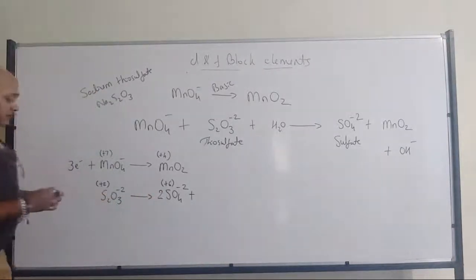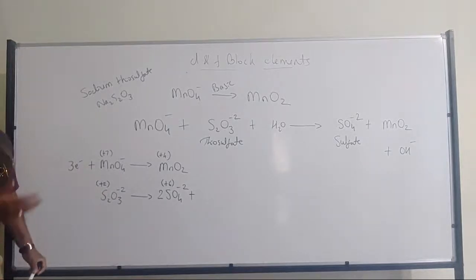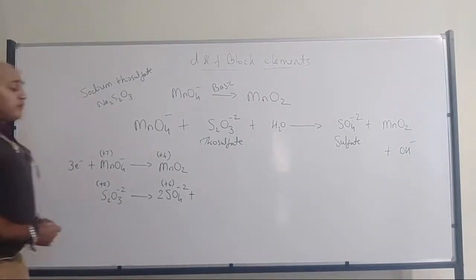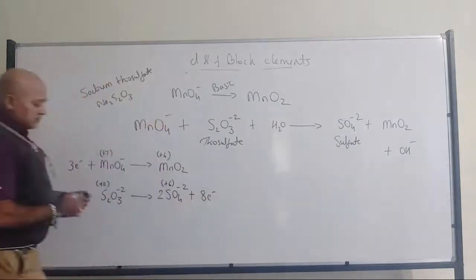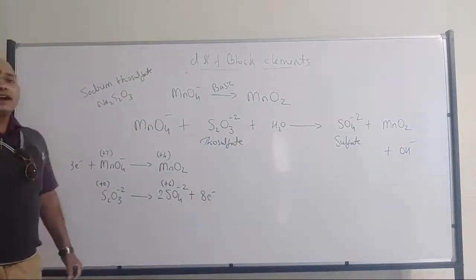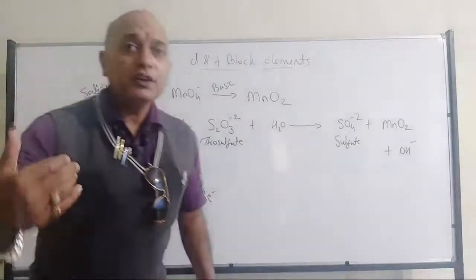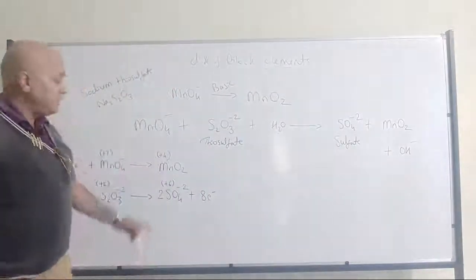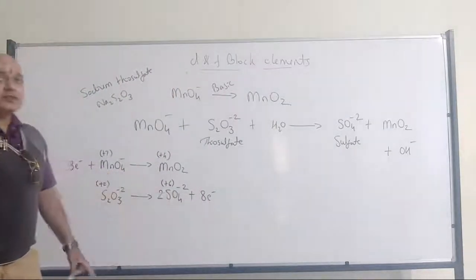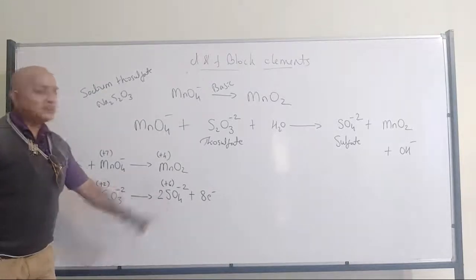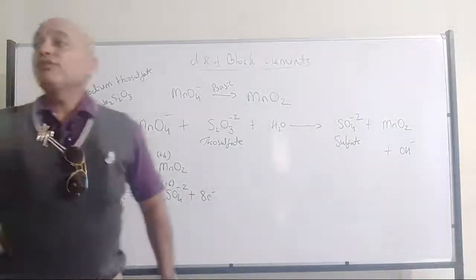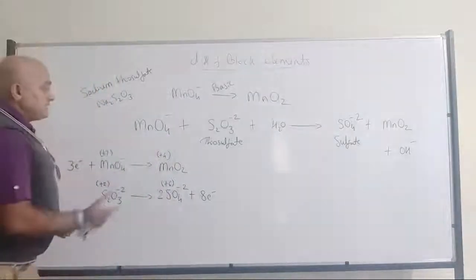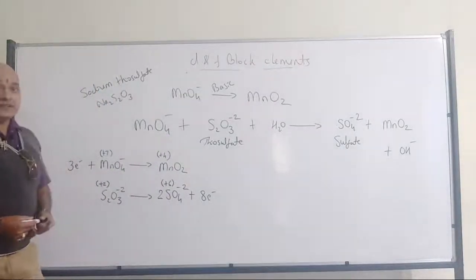Each sulfur goes from plus 2 to plus 6. So therefore 4 plus 4, that should be a total of 8 electrons, not 4. That's where I made the mistake, and even if people hadn't informed me, it should be 8 electrons, because I had written 2 sulfate only. But while writing the electrons, I wrote 4 electrons, right? See, that's where we make the mistake.